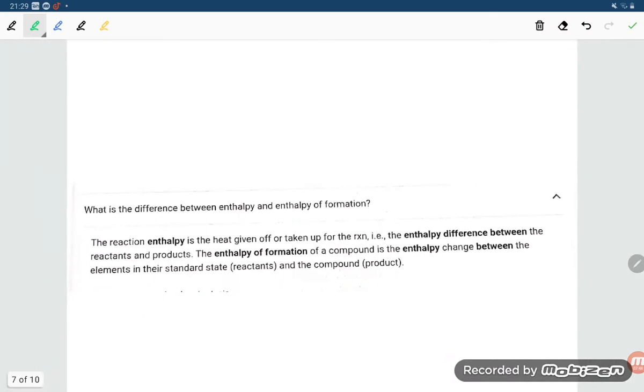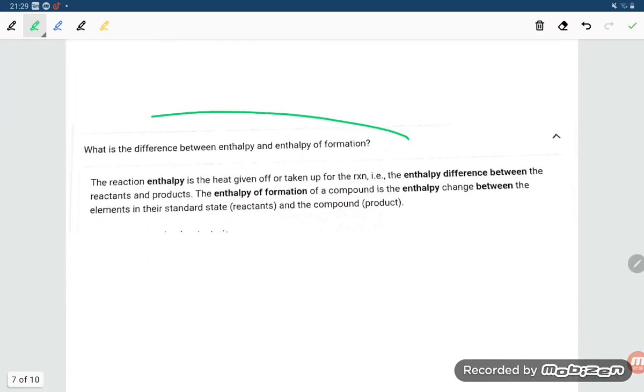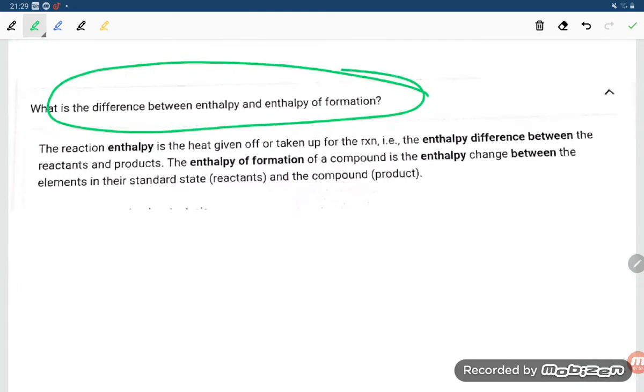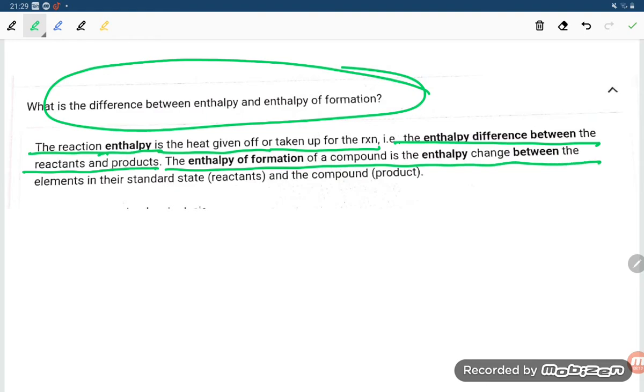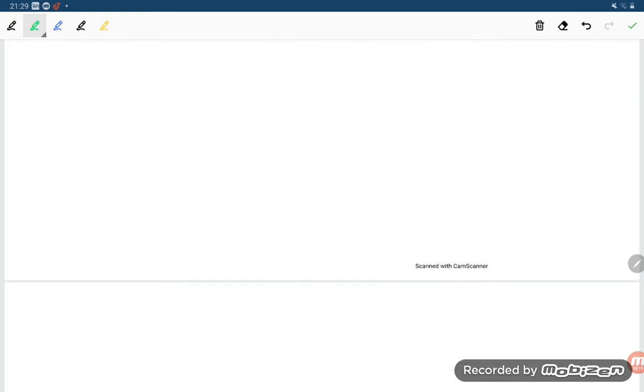Okay, next one: what is the difference between reaction enthalpy and enthalpy of formation? That is also quite a good question, student. The reaction enthalpy is the heat given off or taken up in the reaction. That is the enthalpy difference between the reactants and products. The enthalpy of formation of a compound is the enthalpy change between the elements in their standard state, the reactants, and the compound, that is the product.